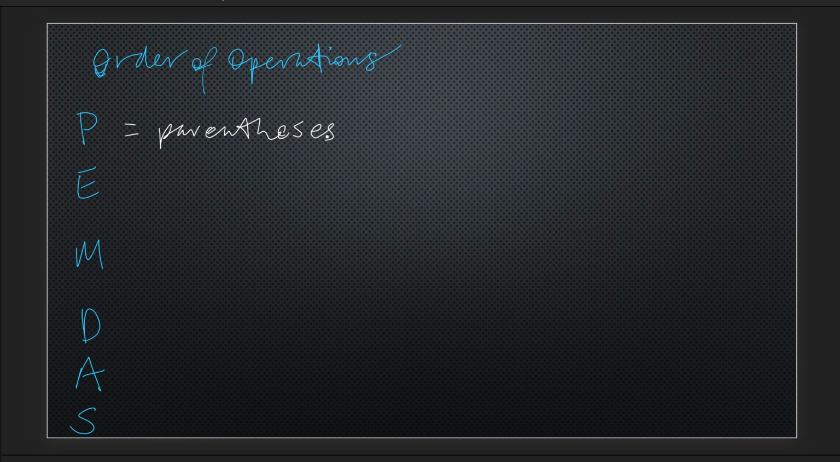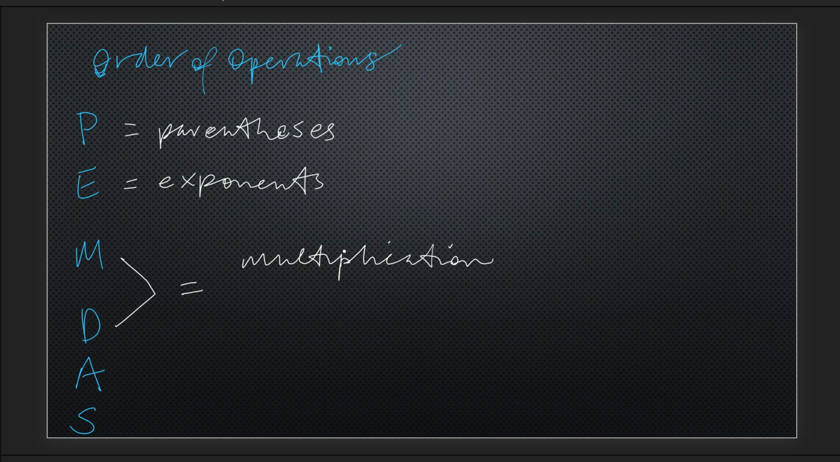So P is first, so parentheses are first. We'll do some examples using these too. E is for exponents, so then you move to exponents and evaluate any of those. Now, multiplication and division come together. That's the thing that's unfortunate about PEMDAS, this acronym that we use. It doesn't mean multiplication's first. This means multiplication and division comes next, from left to right.